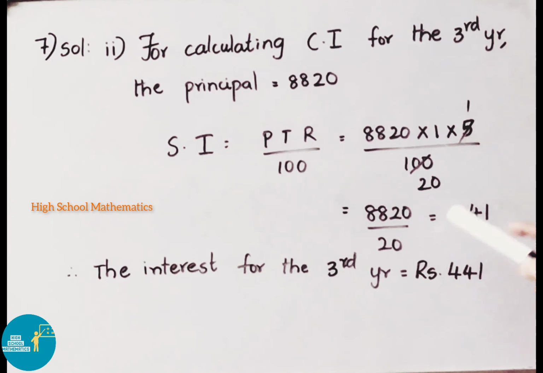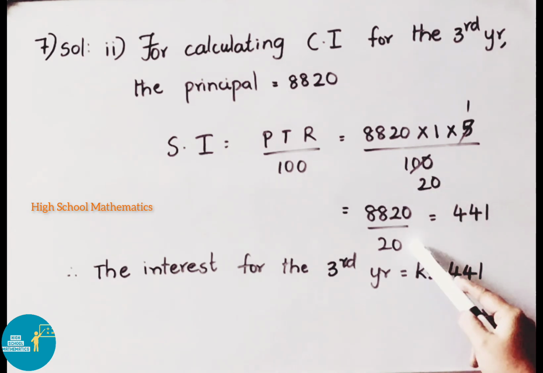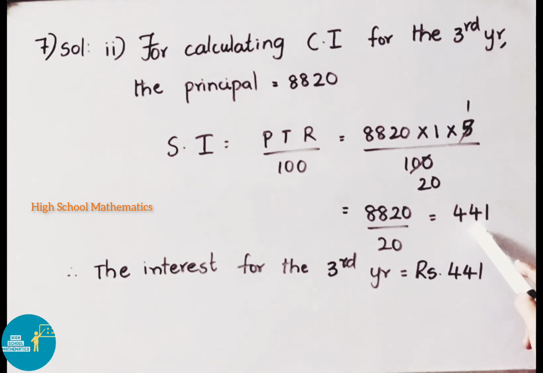Now we shall see the cancellation. 5 table 5 ones are 5. 5 table 20 times 100. That equals, write on the numerator 8,820 divided by 20. On dividing we get the result 441. Therefore, the interest for the third year is 441 rupees.